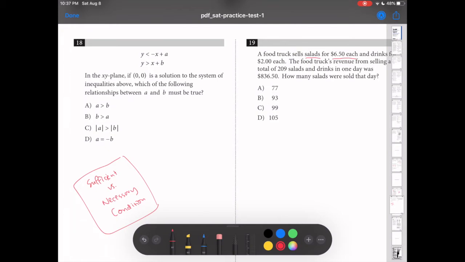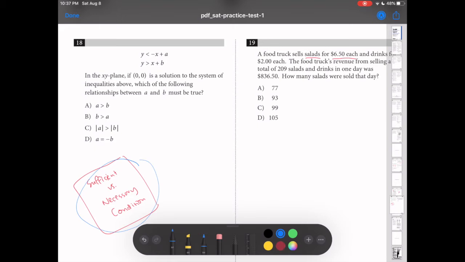All right, now to question 18. 18 is about inequalities, but actually it's very tricky, and it's testing math logic. So it's stuff that we don't really learn in schools. Just looking at this, it seems like graphing would be a pretty good way to compare, but if you do that, you'll soon run into a sufficient versus necessary condition, where things don't always appear as they should.